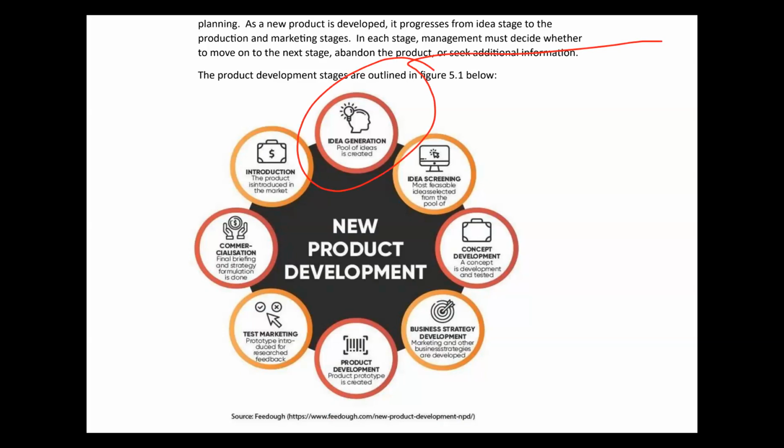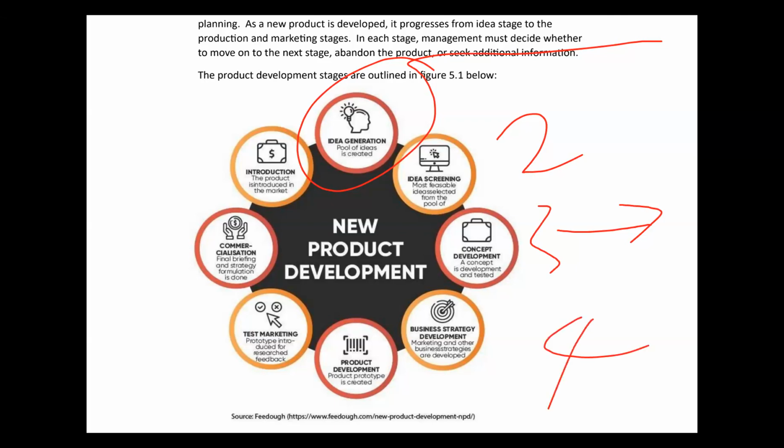Then we have idea screening, that is the second stage, where the most feasible idea is selected from the pool of the ideas. You try to screen and select the most feasible. And there is the idea of concept development. That's the third stage, right? The third stage is concept development. Now, a concept is developed and actually tested as well. So the concept is developed and actually is tested.